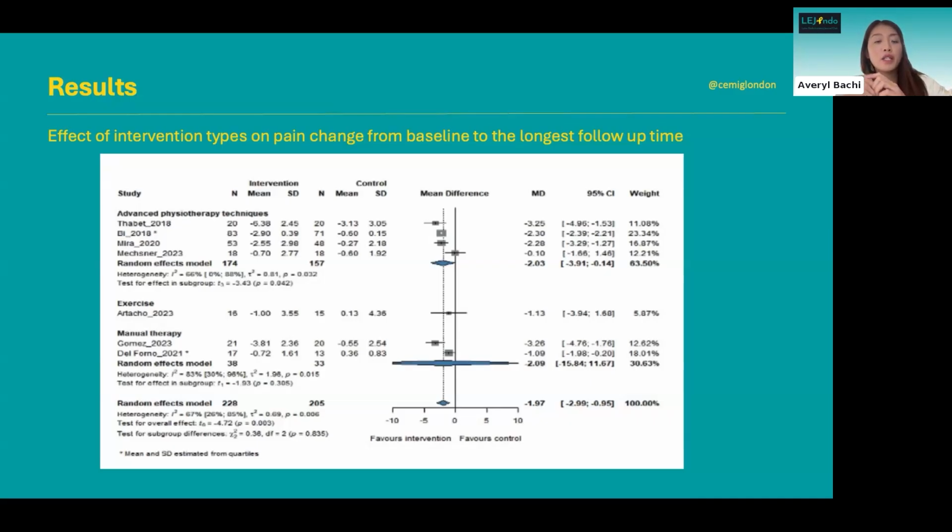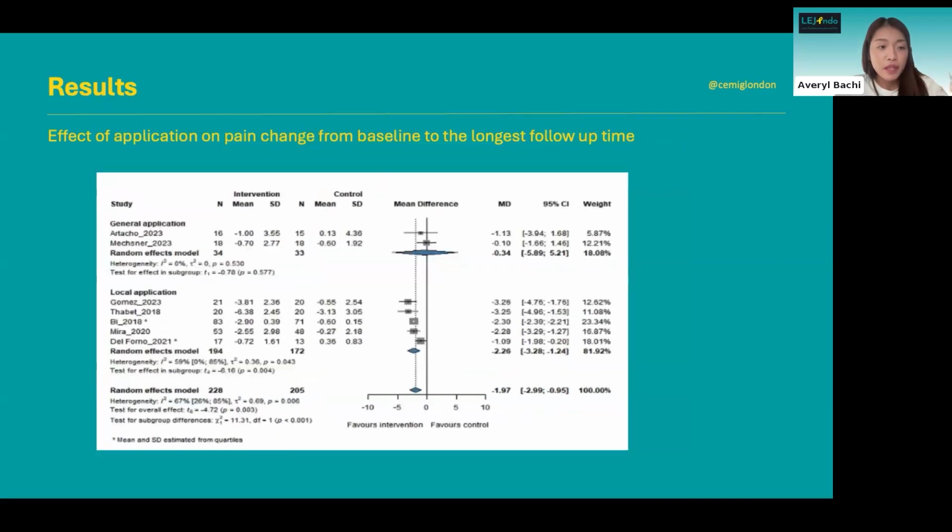In terms of the 2 studies that looked at manual therapy, they were successful in reducing pain, but did not yield a statistically significant difference. And the exercise group was also similar, but not as effective as the manual therapy or the physical modalities.